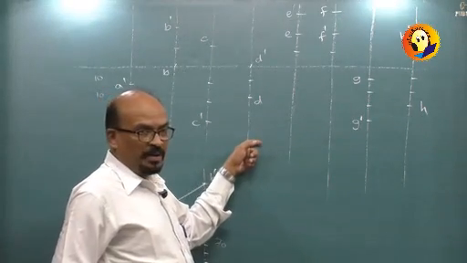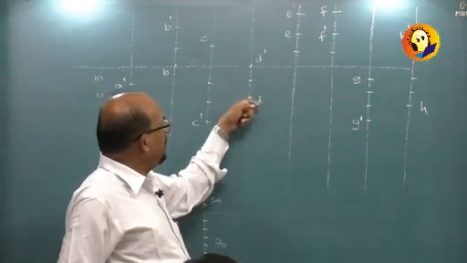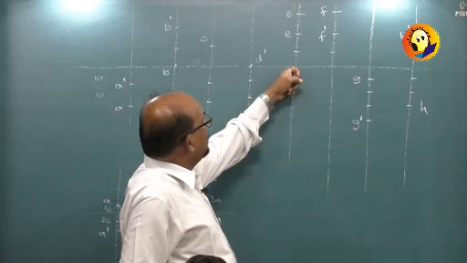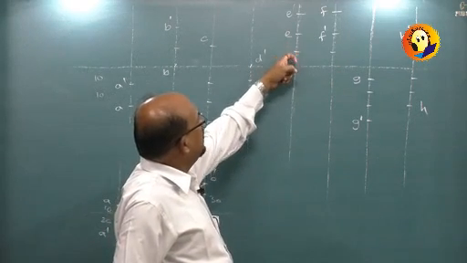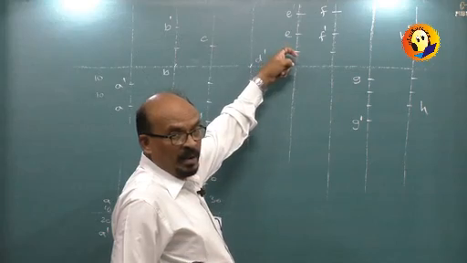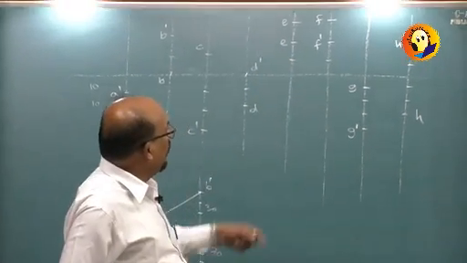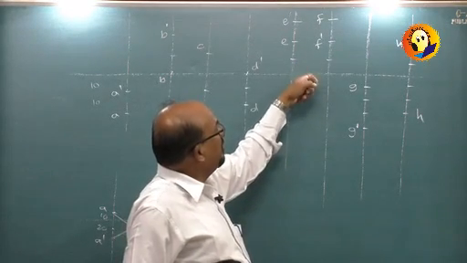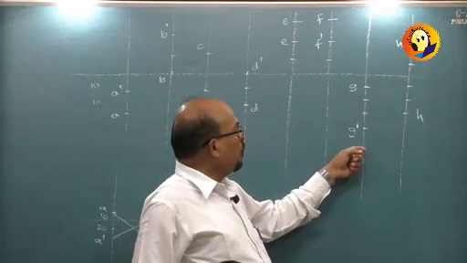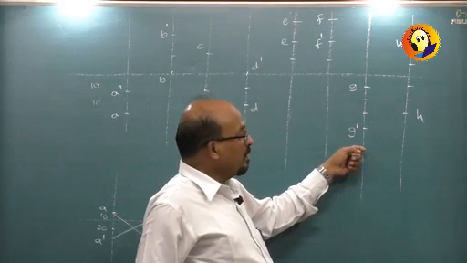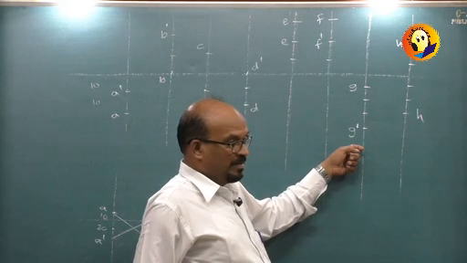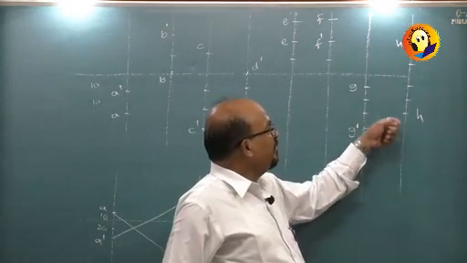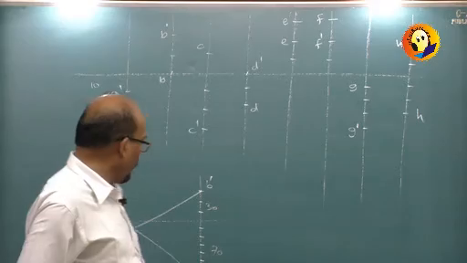Point D is in HP, 20 in front of VP. Right. Point E is in the second quadrant, 30 above HP and 20 behind VP. Point F also is in the second quadrant, 30 behind VP, 20 above HP. Point G is again in the fourth quadrant, 40 below HP and 10 in front of VP. And point H is in the first quadrant, 20 above HP, 30 in front of VP.